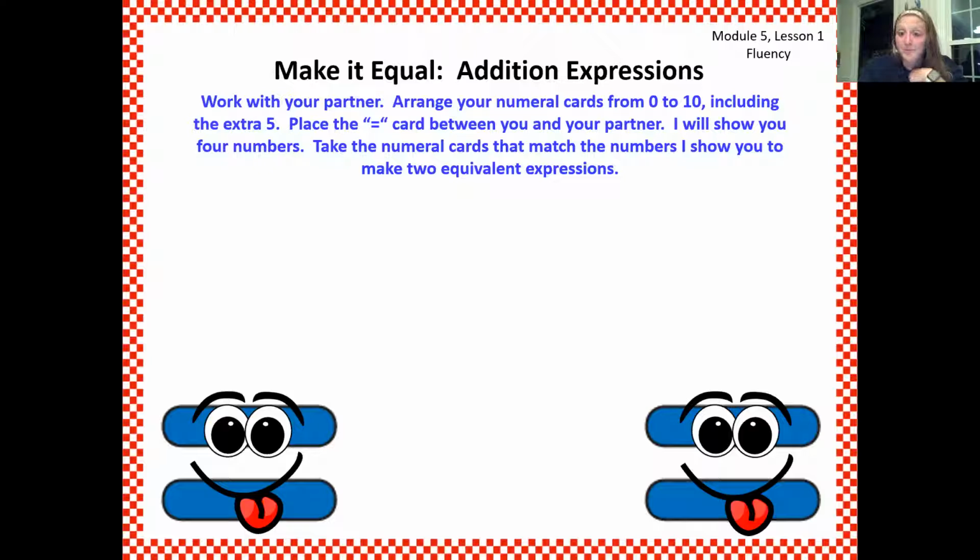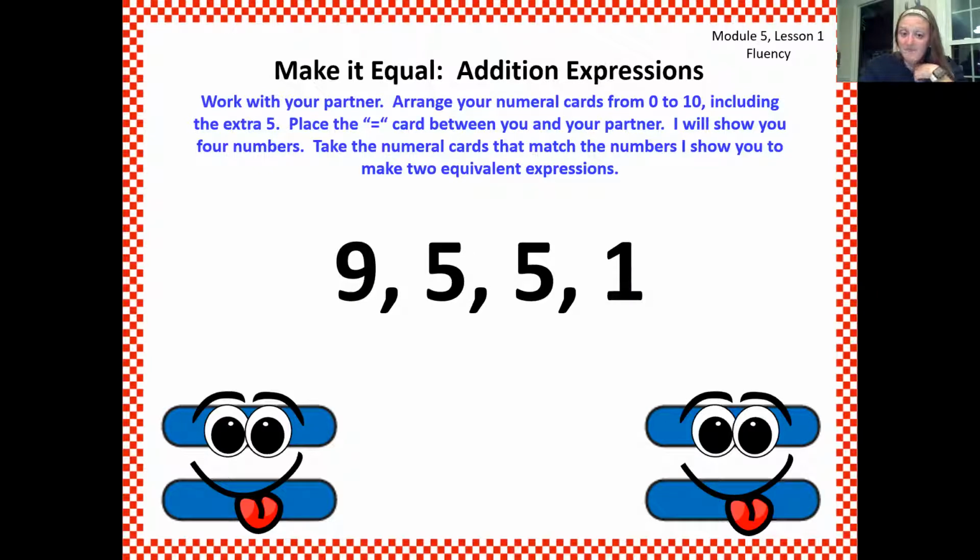So I'll show you an example. The first numbers I'm going to pop up are 9, 5, 5, and 1. I have to figure out what 2 numbers I can add together to make equal expressions. 9, 5, 5, and 1. So I'm going to use my whiteboard real quick. Let me get my whiteboard up.